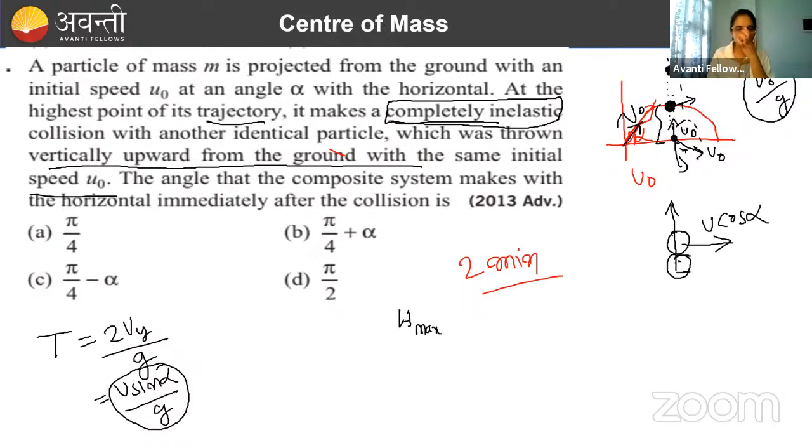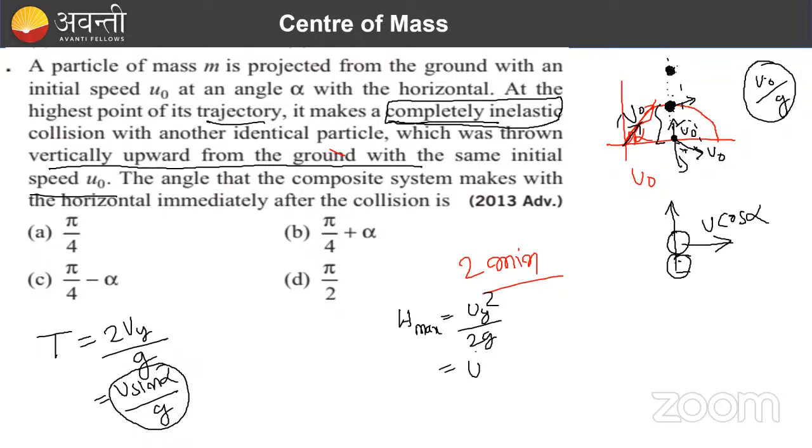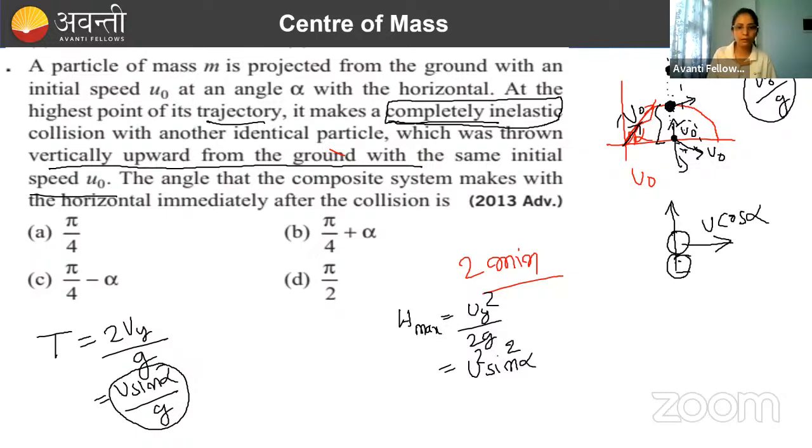So what is the formula for h max? u square sin square alpha by 2g. So how much is it? u square sin square alpha by 2g. This is h max now. So this much distance the second projectile has covered.